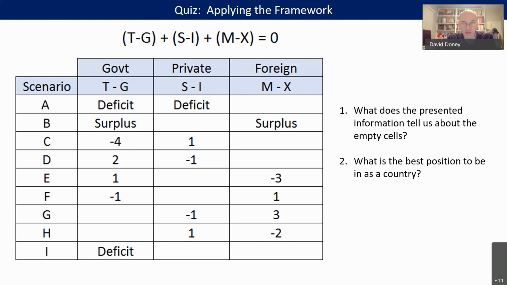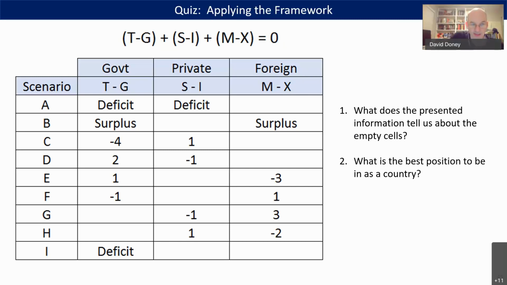Scenario B, if two sectors are in surplus, what does the other one have to be? Yeah, it has to be negative. It has to be in deficit. If the government is, and I'm using GDP here, so if the government is running a 4% of GDP deficit, the private sector is running a 1% of GDP surplus, what must the foreign sector be doing? Plus 3. 3% positive, right? They have to add to zero every time.